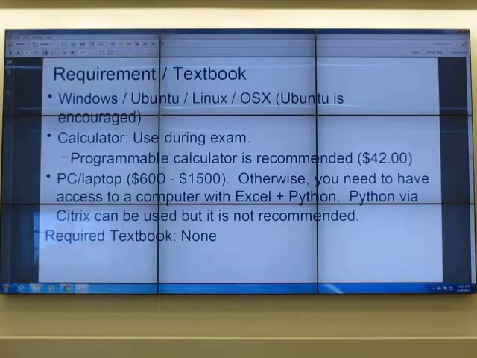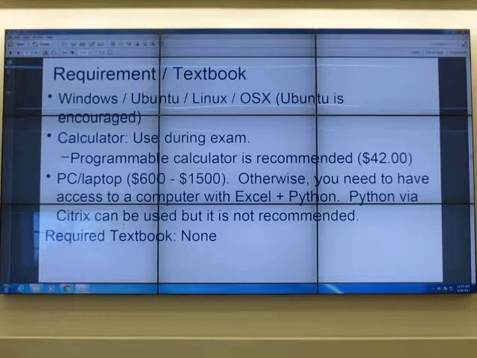Textbook or requirement. For this course, the requirement is we need computer, okay? Your own computer. If you don't have computer, buy one, okay? Windows is okay. Ubuntu, Linux, OS X. I have several code that is in Linux. So if you use OS X, I think you can still use those code, but I don't have Mac, okay?